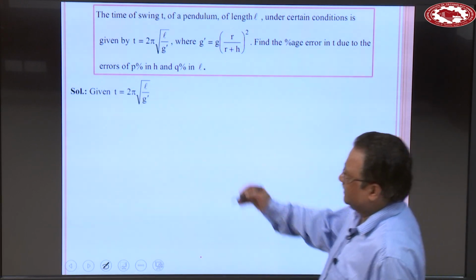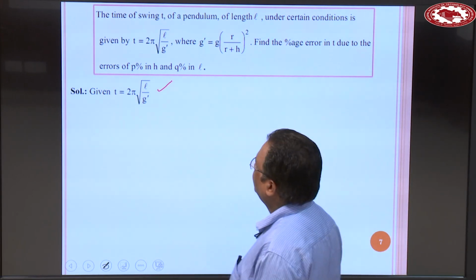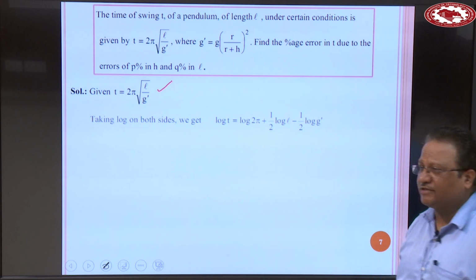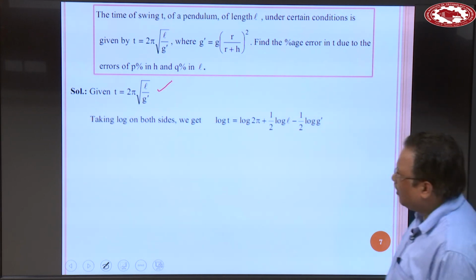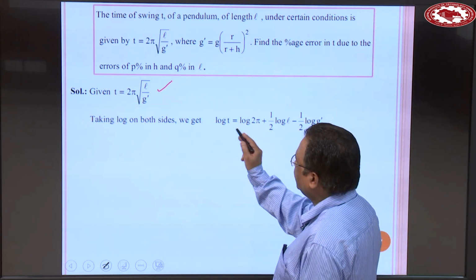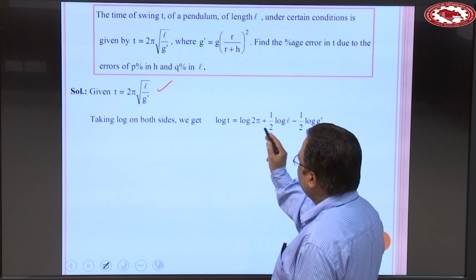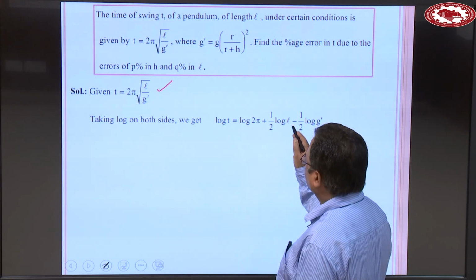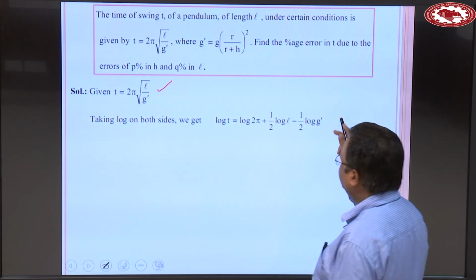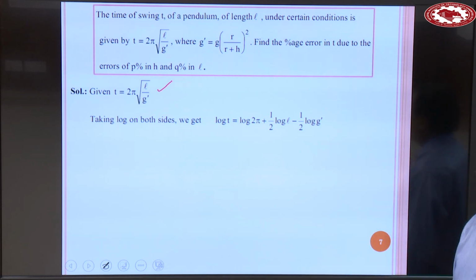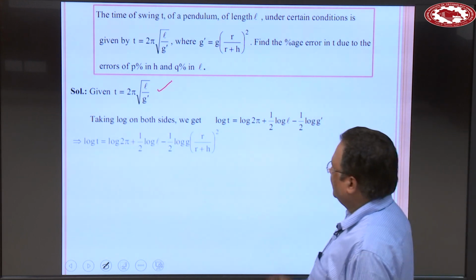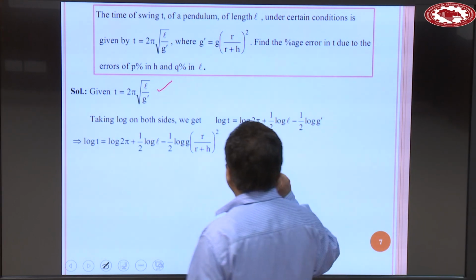So, this statement is given. The simple method is taking log on both sides. When you take log on both sides, we get log T is equal to log 2 pi plus 1/2 log L minus 1/2 log G dash. Just taking log on both sides. Now, just substitute the value of G dash.